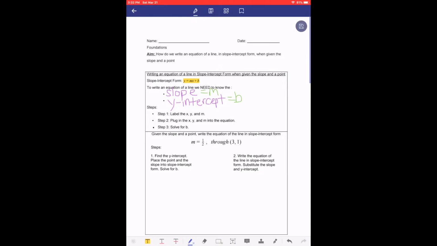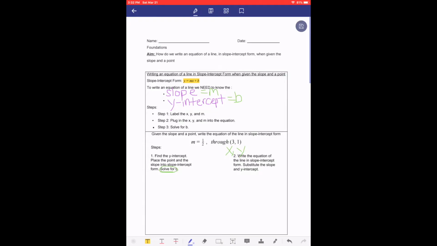So given the slope and a point, write the equation of a line in slope-intercept form. M equals 1 over 2, so that's my slope, through the point 3, comma 1. For a point, remember your points are always x, comma, y. Step 1, find the y-intercept, place the point and the slope into slope-intercept form, solve for b. So we're solving for the letter b.